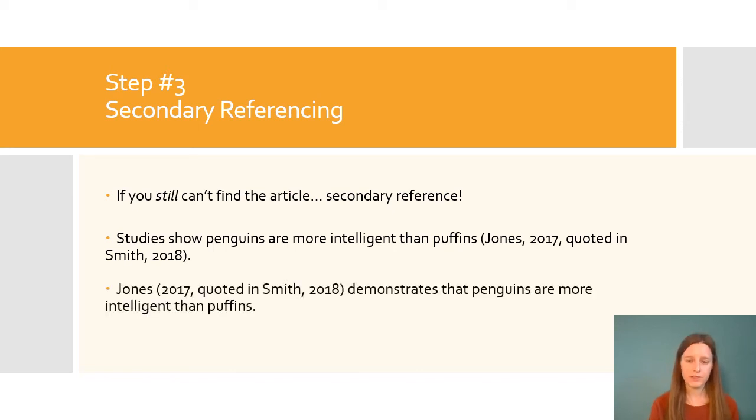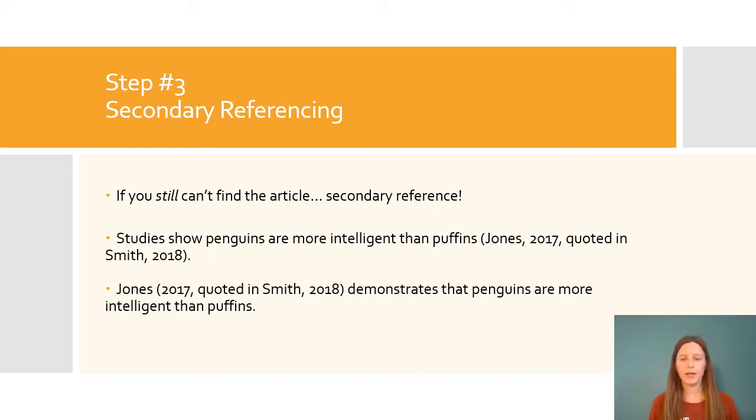Another very similar example here. So Jones 2017, quoted in Smith 2018, demonstrates that penguins are more intelligent than puffins. So it's really not that difficult. You just need the author's last name and the year, and then the author's last name and the year of the article that you actually read. Just say quoted in, there you go.